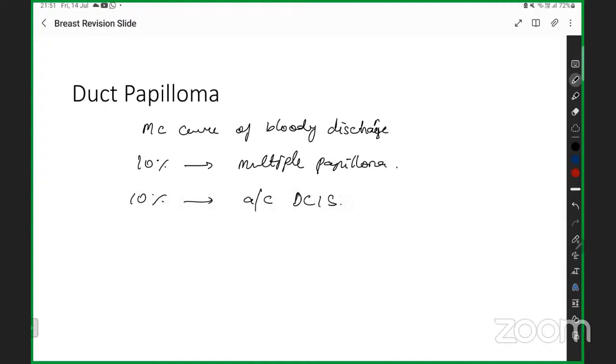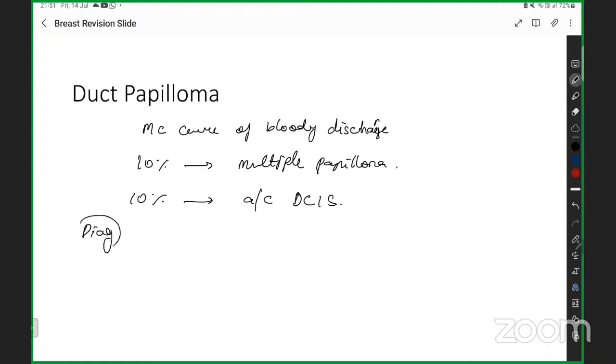DCIS, 10% can be associated with DCIS. I think I spoke about what DCIS is already. So if you don't know, go back and read what is DCIS. Just 10 to 15 minutes we are going to be discussing. That's all. We are going to complete this entire breast chapter today. Okay, is it clear? Just hold on for 15 more minutes.